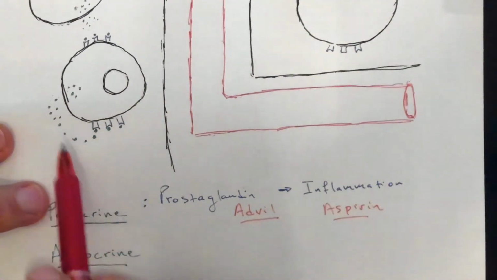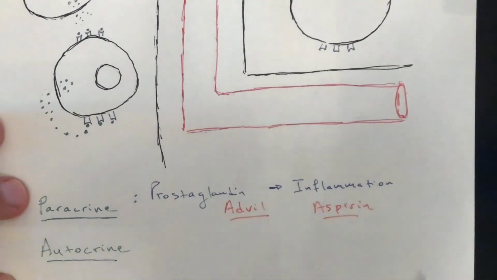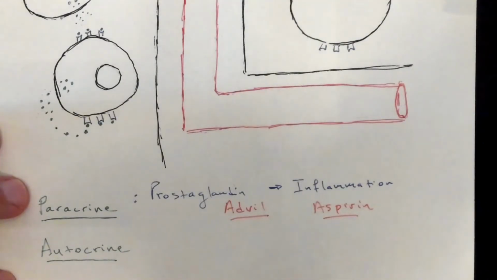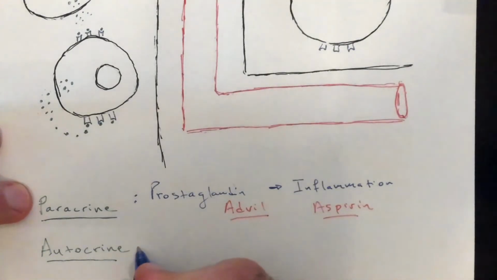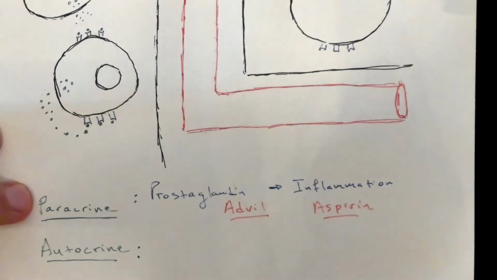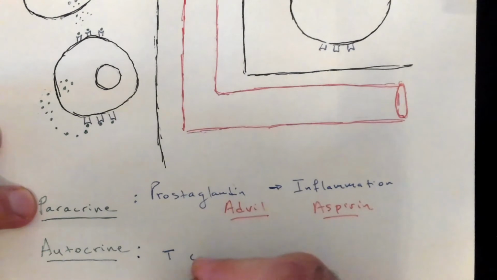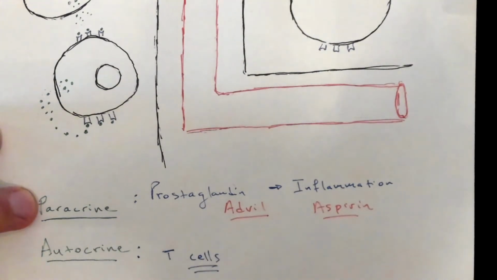For the autocrine type of secretion, for the immune system, sometimes we can think about, and even if you haven't studied this yet, you will in AMP2, is that you can think of, for example, T cells that have to be activated, right, for an immune response.